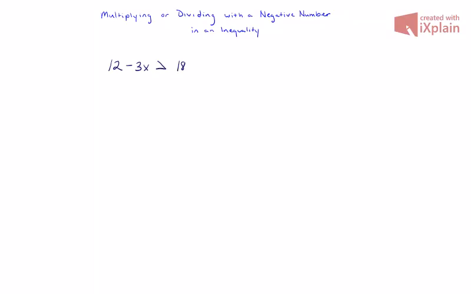Hi everyone, this video is a continuation of lesson 2.2, specifically the tail end, when we start dealing with multiplying or dividing with negative numbers in an inequality. So the problem that we're going to investigate in this situation is going to be 12 minus 3x is greater than 18.